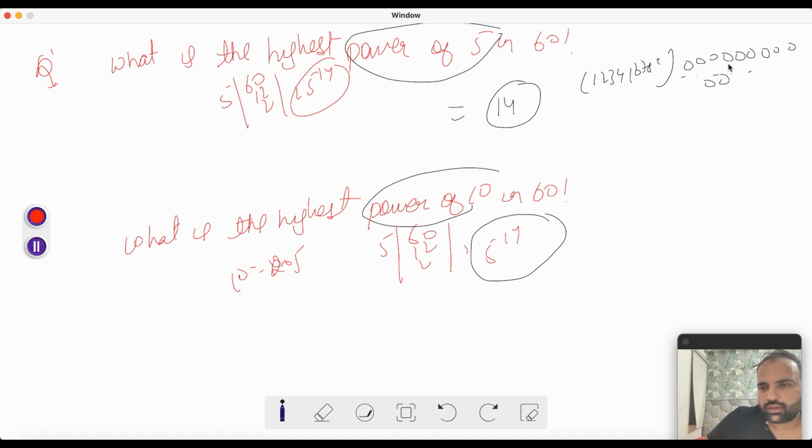Okay, so when we calculate 60 factorial, it would have some set of numbers, followed by a number of zeros: 14 zeros.